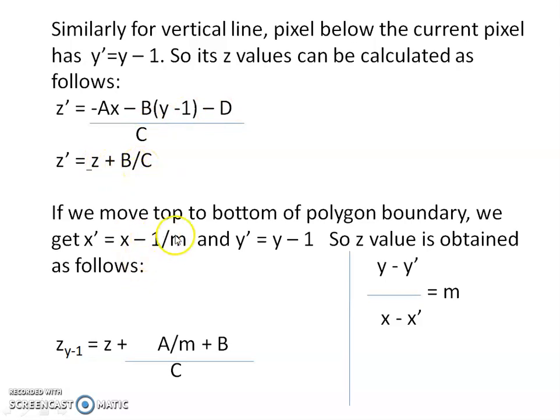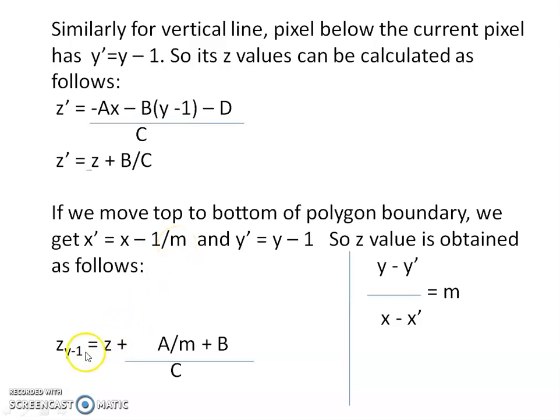If we move along the polygon boundary from top to bottom, we will get x dash is equal to x minus 1 by m and y dash is equal to y minus 1. How do we get x dash is equal to x minus 1 by m? Here we know y minus y dash divided by x minus x dash is equal to m. From here, put y dash is equal to y minus 1. So we will get y minus y minus 1 divided by x minus x dash is equal to m. So 1 by x minus x dash is equal to m. From that, x dash is equal to x minus 1 by m.